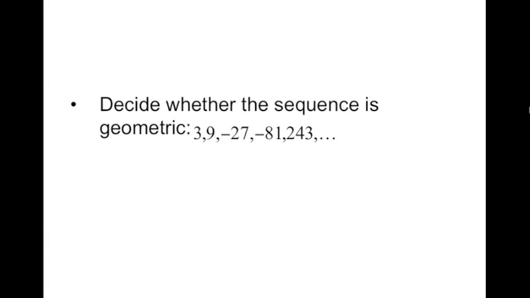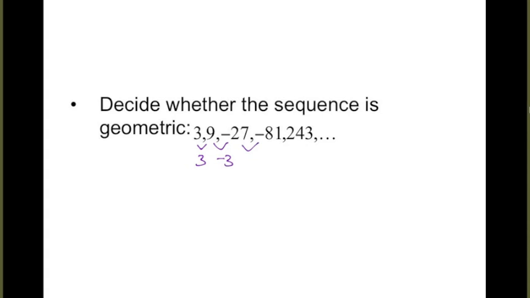Does this one work? No. Every time we're multiplying by some kind of a 3, but here I multiply by 3, then I need to multiply by a -3. Then a 3, then a -3. So there's still a pattern to what we're multiplying by, but it's not exactly the same each step of the way. So this one is not geometric.